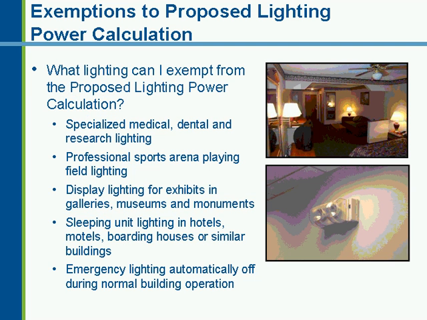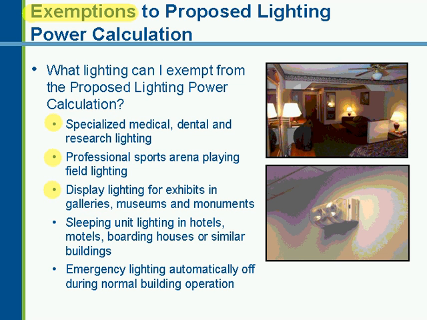Now, as mentioned, there are some exemptions to what you have to count when you're counting up your proposed lighting power. There are certain fixtures or functions you do not have to include. Specialized medical, dental, or research lighting does not have to be included. Now, this would be lighting in addition to the general lighting that's there specifically for performing medical, dental, or research functions. If you have any professional sports area playing field lighting, that would be exempt. But again, this is professional sports and it's playing field lighting only.